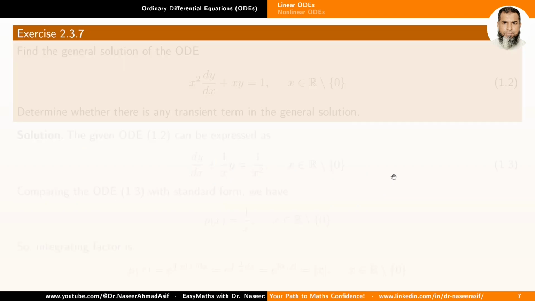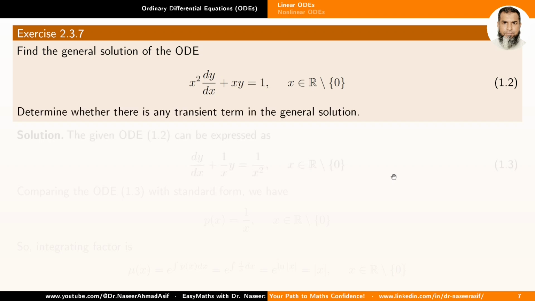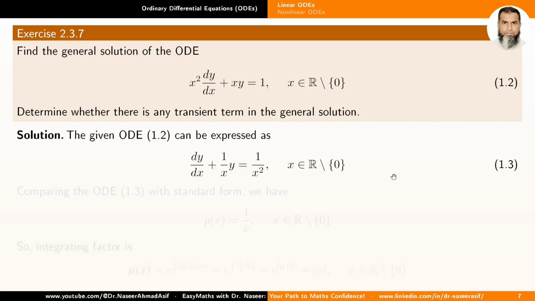We'll see another exercise. Find the general solution of the ODE x² dy/dx + xy = 1, where x belongs to R other than 0. Determine whether there is any transient term in the general solution. We'll see the solution. The given ODE 1.2 can be expressed as dy/dx + (1/x) y = 1/x², where x belongs to R other than 0.